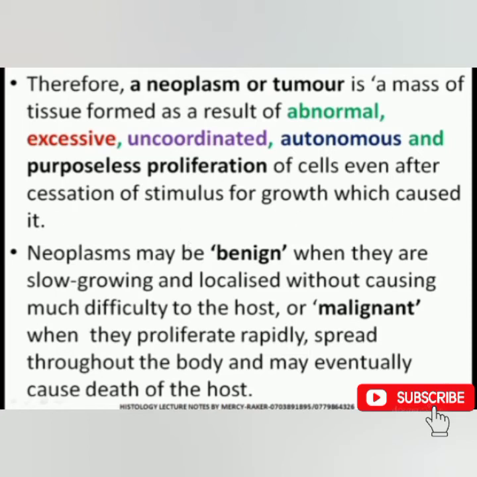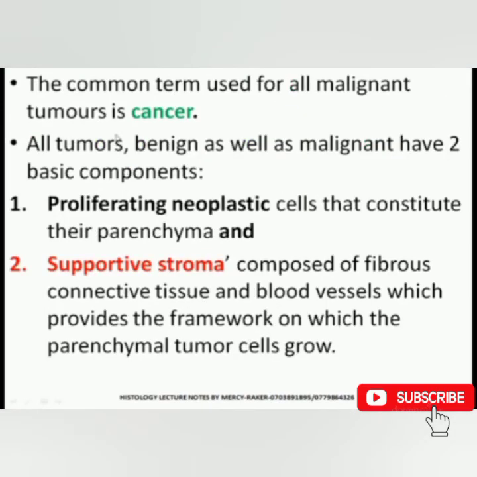Whether a neoplasm is benign or malignant, for example, benign tumors are slow growers and localized without causing much difficulty to the host. Or neoplasms can be malignant when they proliferate rapidly, spread throughout the body, and may eventually cause death of the host. And the common term used for all malignant tumors is cancer.